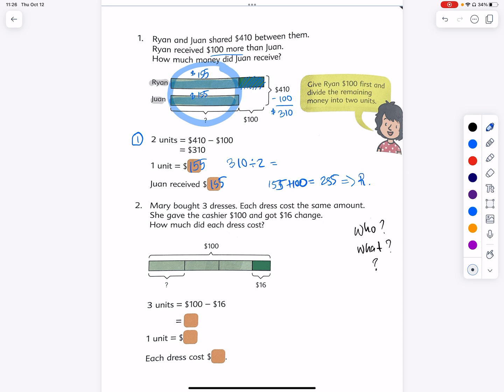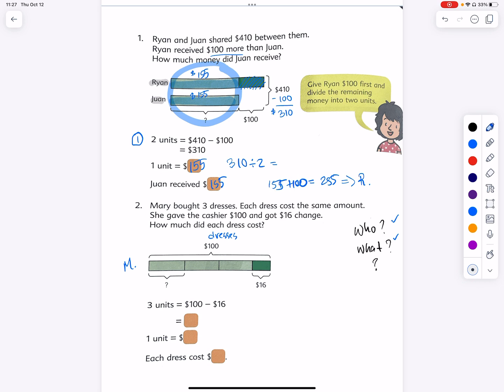Problem number 2. Mary bought 3 dresses. Each dress cost the same. She gave the cashier $100 and got $16 change. So imagine, who is the problem talking about? M for Mary. Let's label our drawing. What is the problem talking about? It's talking about money. Money for her dresses, right? We have dollars that she spent at the store buying dresses.